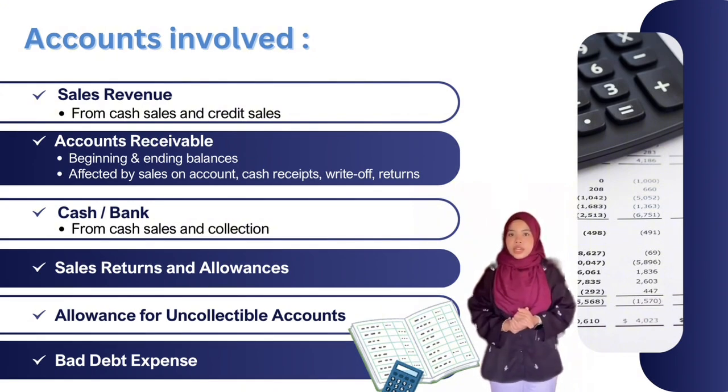The third one is cash in bank. This account reflects customer payments from both cash sales and collection on the credit sales. The fourth one is sales return and allowance, which is used when customers return goods or are given a discount. The fifth one is allowance for uncollectible accounts. This is an estimate for receivables that might not be collected. The last one is bad debt expense. This is the cost of uncollectible accounts written off during the period.